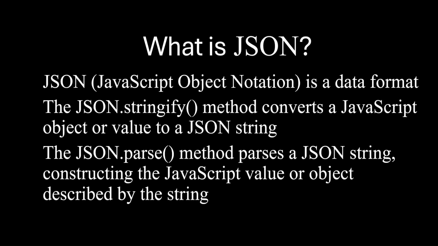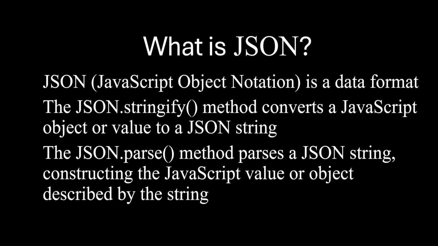Local storage allows you to store data in string format, but we have an array of objects and we need to use JSON. What is JSON? JSON is a data format, and we will use the JSON stringify method to convert a JavaScript object or value to a string, and JSON parse to parse a JSON string, constructing the JavaScript value or object described by the string.